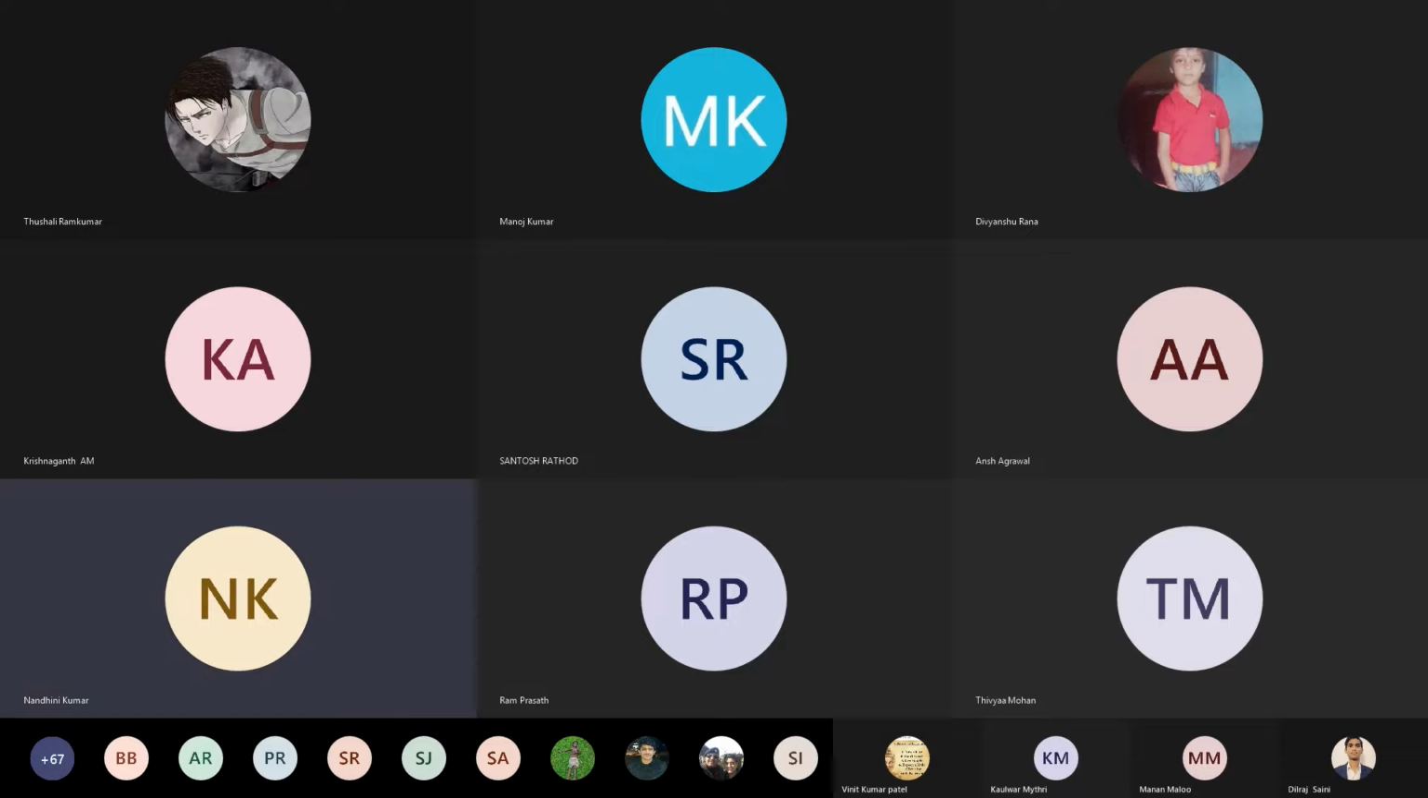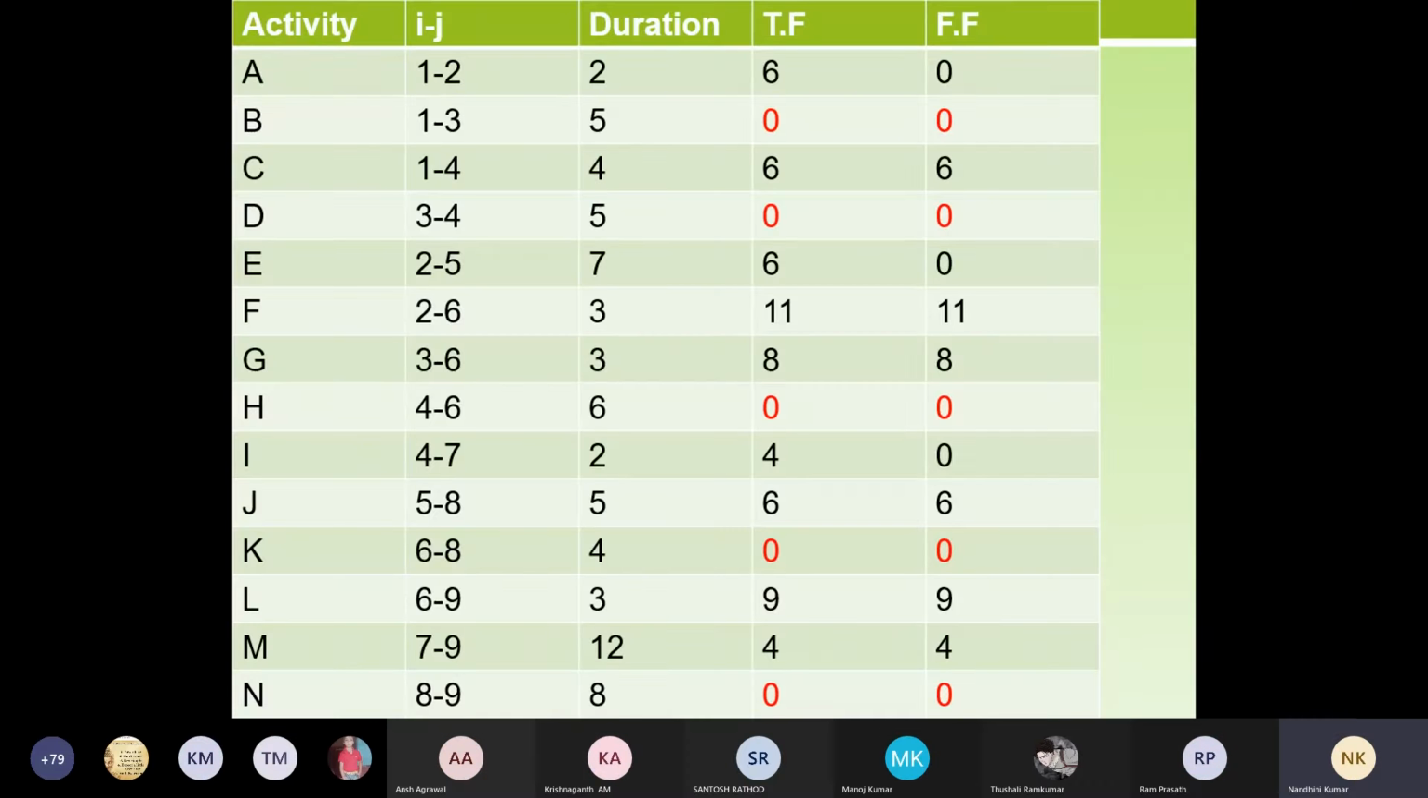Okay, so let me start sharing my content. Is the screen visible? Yes, ma'am. Okay, so you can check your answers, whether you got the same thing. I asked you to calculate the total float and free float and list them in the tableau column like this.